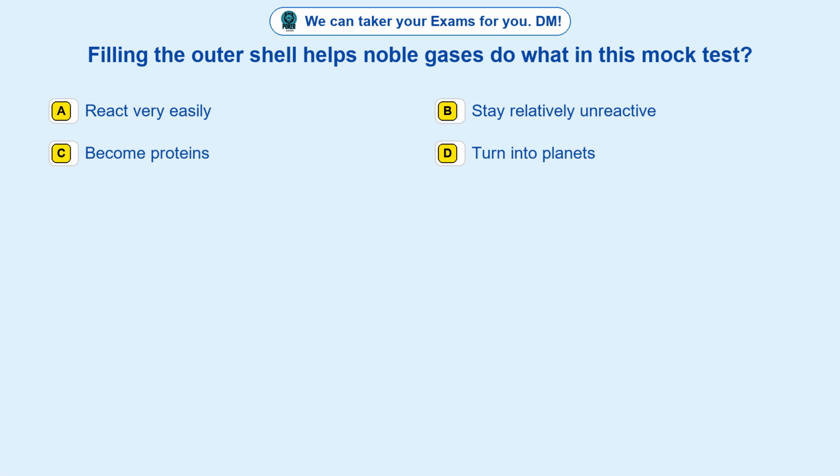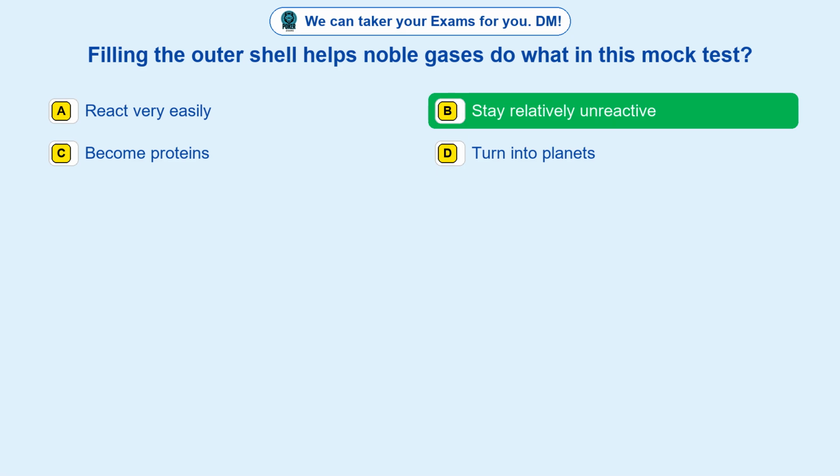Question 41. Filling the outer shell helps noble gases do what in this mock test? Option A, react very easily. Option B, stay relatively unreactive. Option C, become proteins. Option D, turn into planets. The correct answer is option B, stay relatively unreactive.